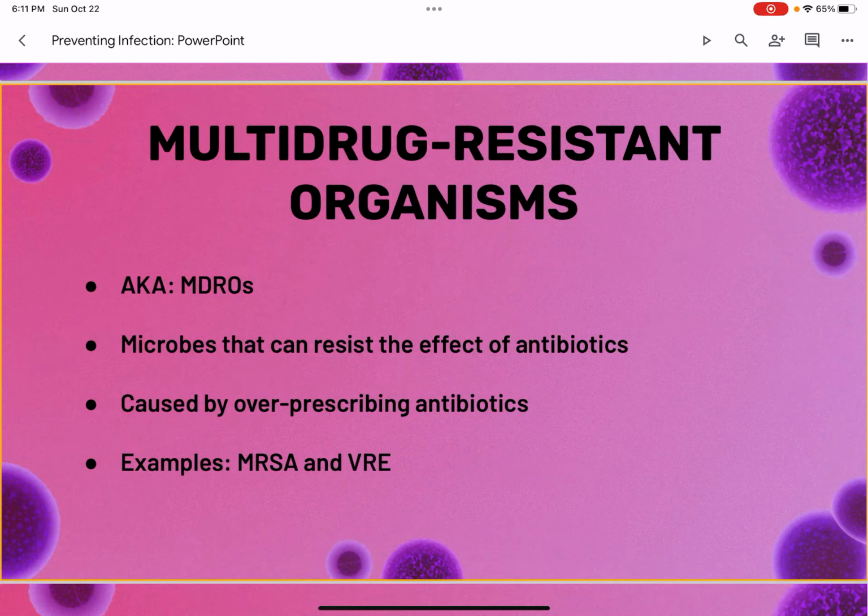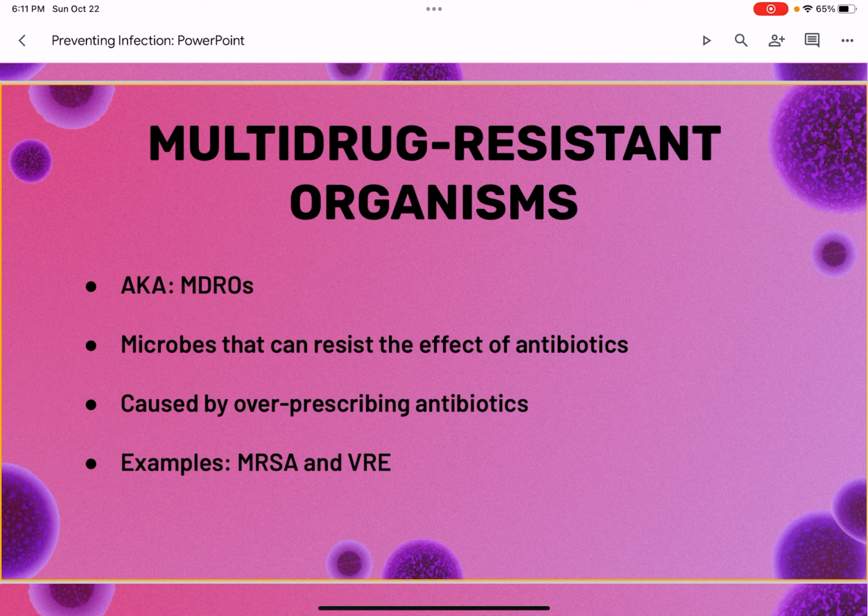Multi-drug resistant organisms are microbes that can resist the effect of antibiotics. It's caused by overprescribing antibiotics, and examples include MRSA and VRE. MRSA is found in the nose and on the skin. MRSA is resistant to antibiotics often used for staph infections. MRSA can cause serious wound and bloodstream infections and pneumonia.